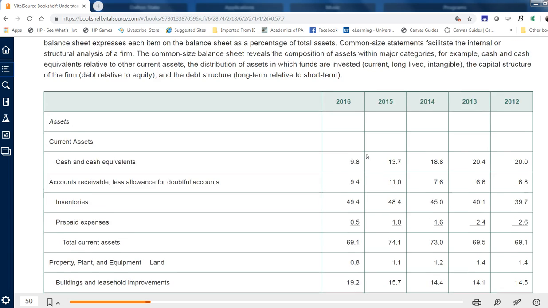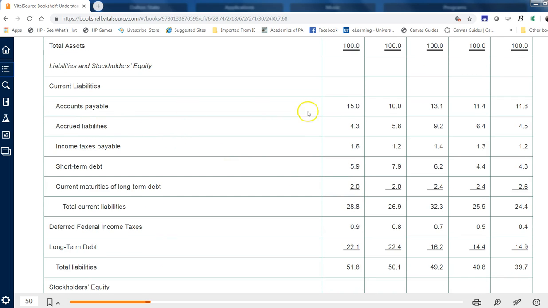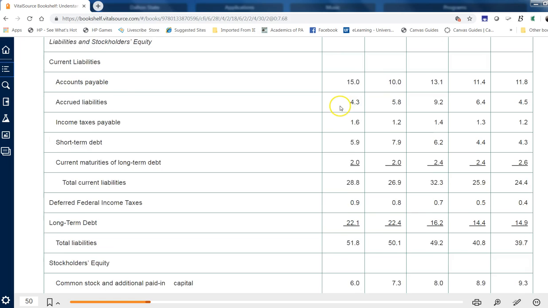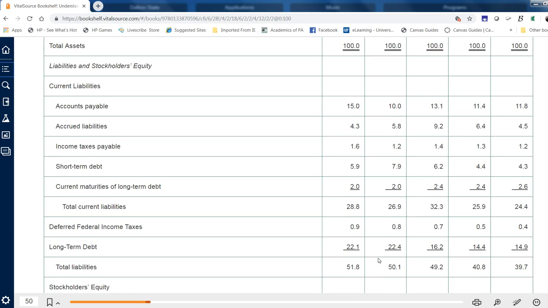So actually what you're looking at is, buildings and leasehold improvements are 19.2% of what? Well, they're also 19.2%. If you were to look at it, it's of assets. If you come down here and look at accounts payable, it says 15%. Well, your book still says it's of total assets. And so does that really make sense for comparative purposes? Well, sure. But it's also 15% of this down here, total liabilities plus stockholders' equity.